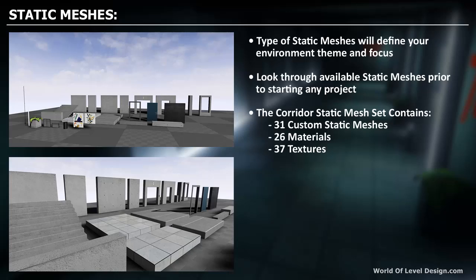So for this project, you have a set of the Corridor static mesh set, which contains 31 custom static meshes, 26 materials, and 37 textures. And these are the static meshes that we're going to use to construct our environment.